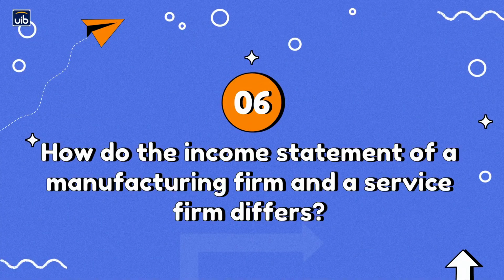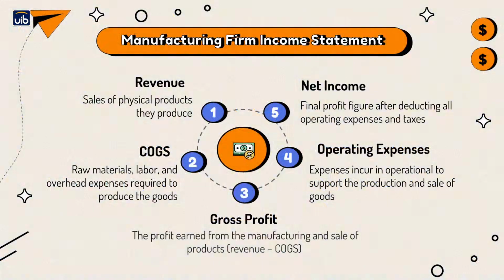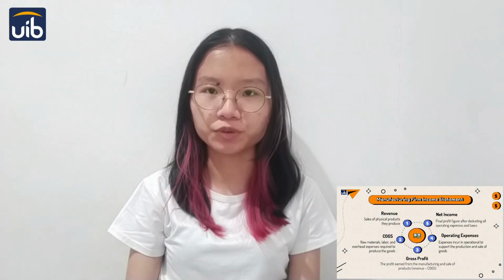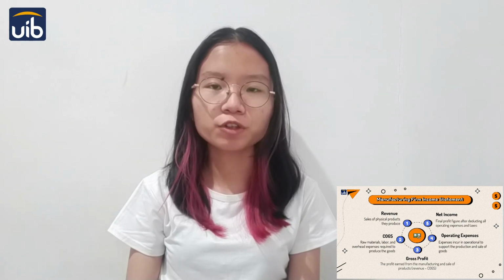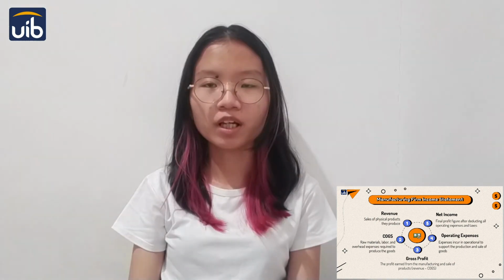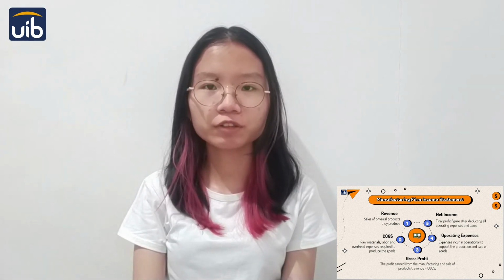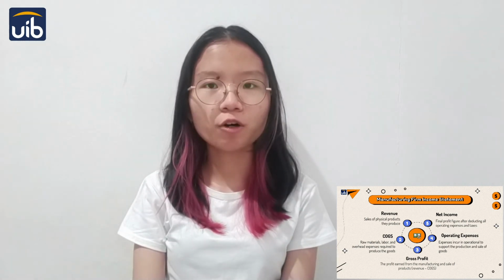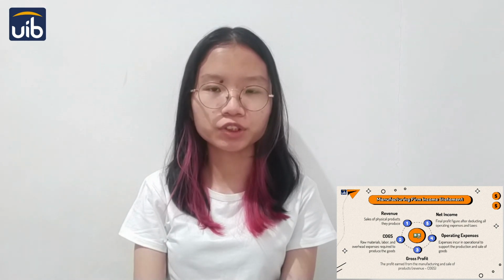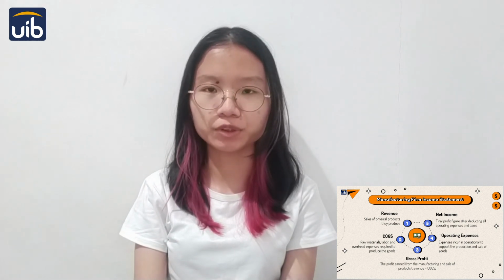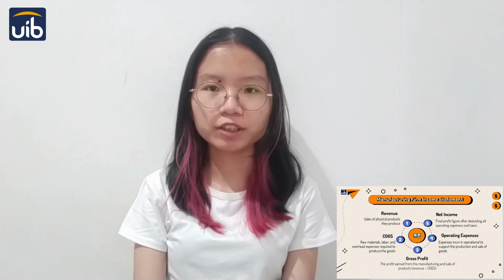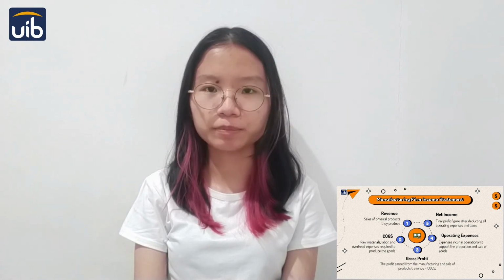Next, how do the income statements of a manufacturing firm and a service firm differ? In a manufacturing firm, the revenue in the income statement is taken from sales of products they produce. Cost of goods sold is the cost of raw materials, labor, and overhead expenses required to produce the goods. Gross profit is the profit earned from the manufacturing and sale of products. We can get gross profit of a manufacturing firm by deducting cost of goods sold from revenue. Operating expenses are expenses incurred in operations to support the production and sale of goods. Finally, net income is the final profit after deducting all operating expenses and tax.